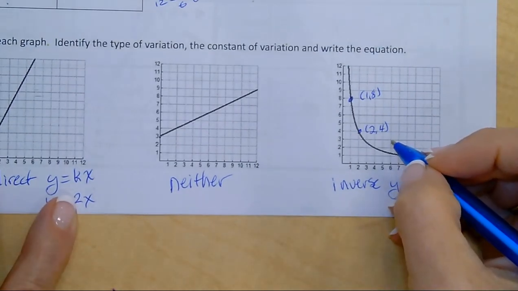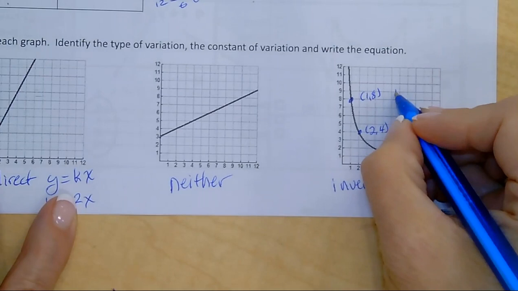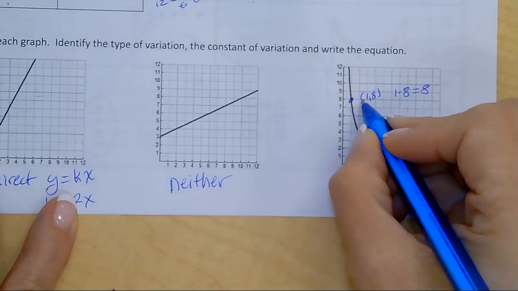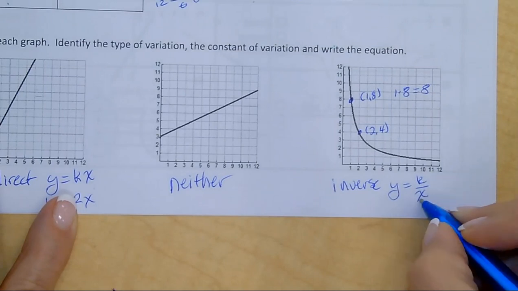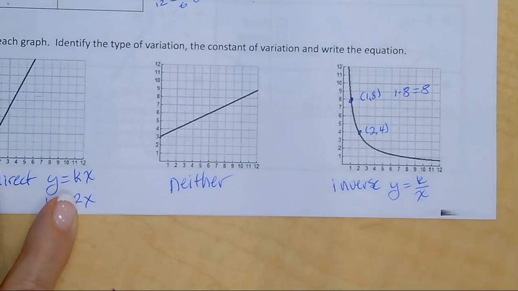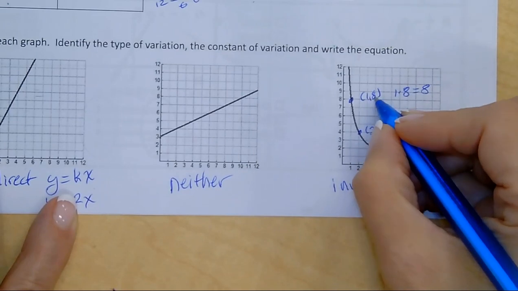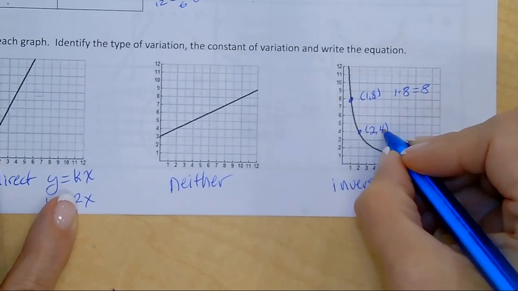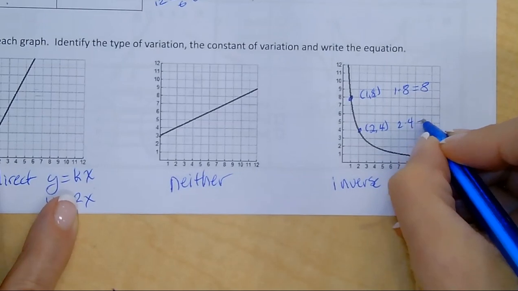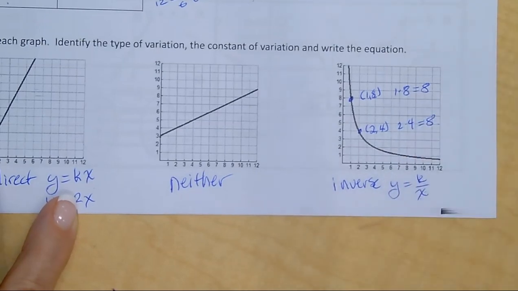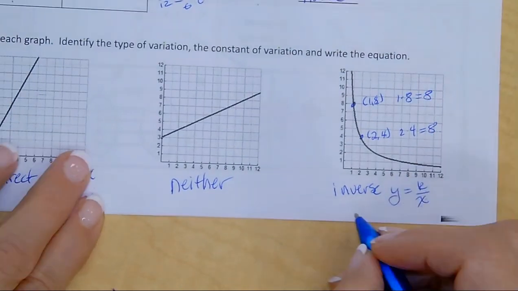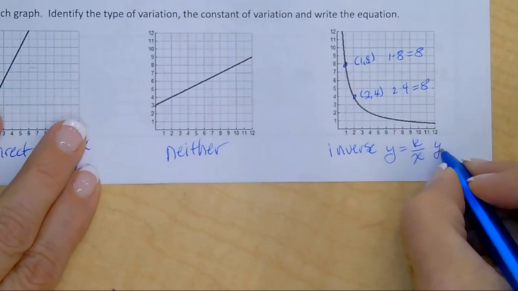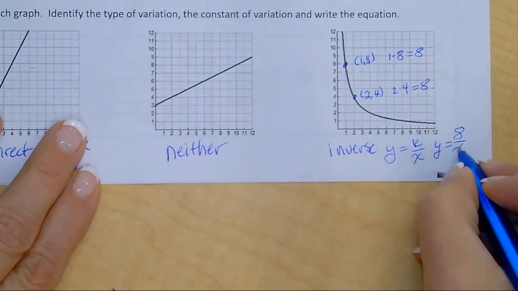Okay, and so I'm going to find that 1 times 8 equals 8, because we said with an inverse variation, k equals yx, because if I multiply x times each side. Here, 2 times 4 or 4 times 2 is also equal to 8. That's my constant. Any ordered pair I choose, if I multiply the x and the y together, the product is going to be 8. So I can write this as y equals 8 over x.